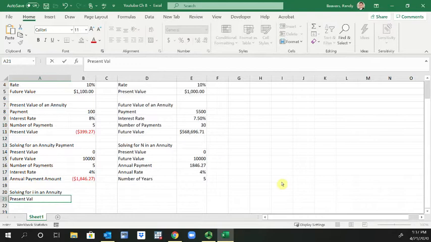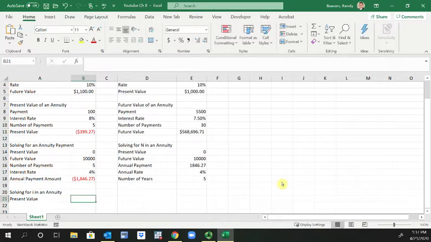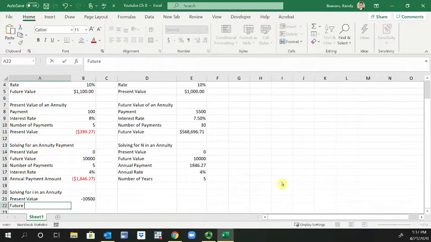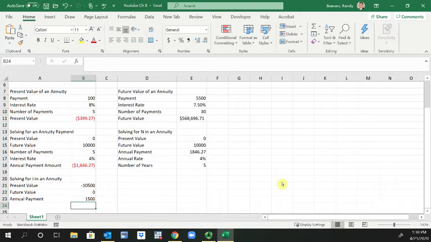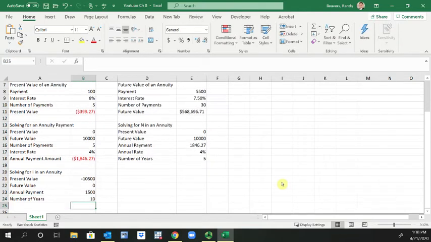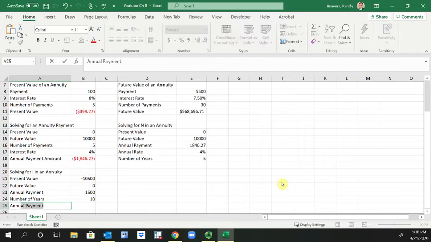Present value is minus 10,500 and a future value is zero. So maybe this is, you know, we're paying off a student loan or a car. We have an annual payment of 1,500 and we're going to do this over 10 years. We want to know what is our interest rate or annual rate.